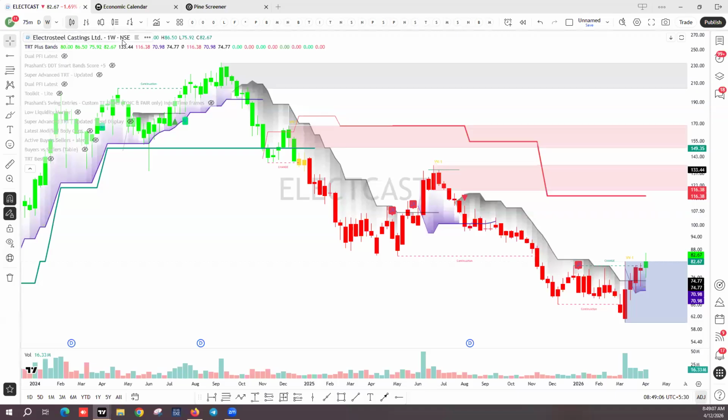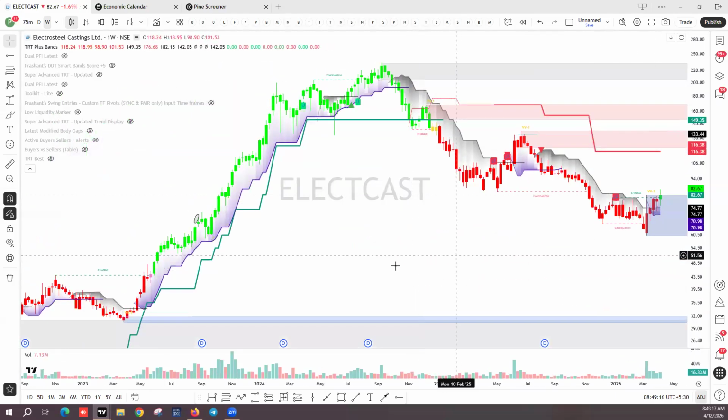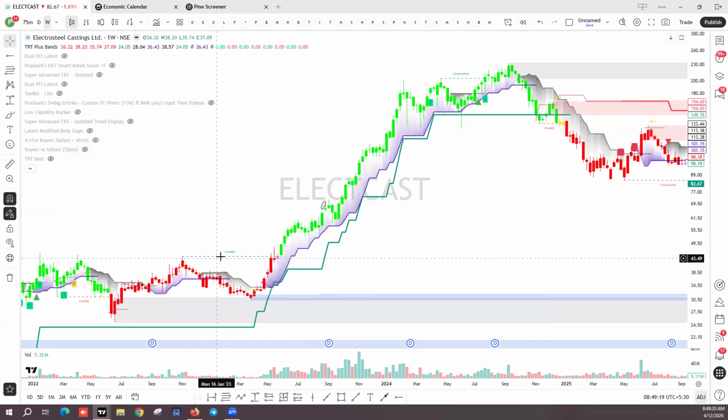Electrosteel Castings. This is a weekly chart. The chart has turned green for the first time, but bias is bearish, momentum is bearish, and bullish momentum is just starting. You can see from the past in this chart, the color changed to green here, and it just kept on moving higher and higher without giving a retracement. So Vikram sir, this will answer your question.